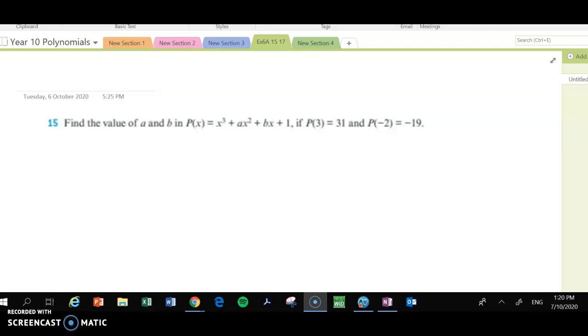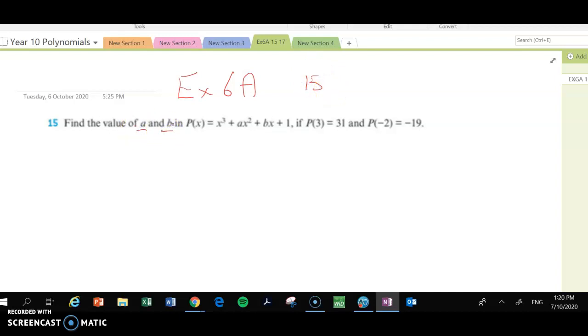Just a request to help with exercise 6A and questions 15 and 17. All right, let's have a look at first of all question 15. Find the value of A and B.